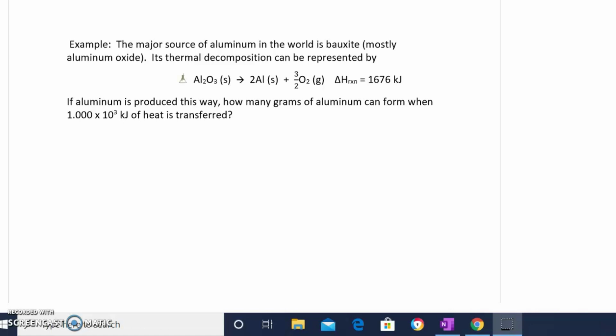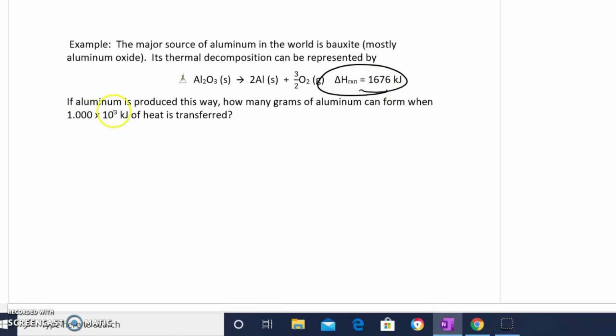And it's a thermal decomposition, and we can represent it like this. Now, what we're going to try to do here is we're noticing our delta H. So that's a positive, so that must mean that this is an endothermic reaction. All right, so that's good to know.